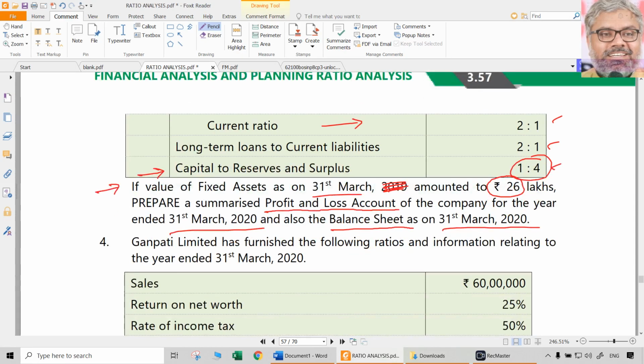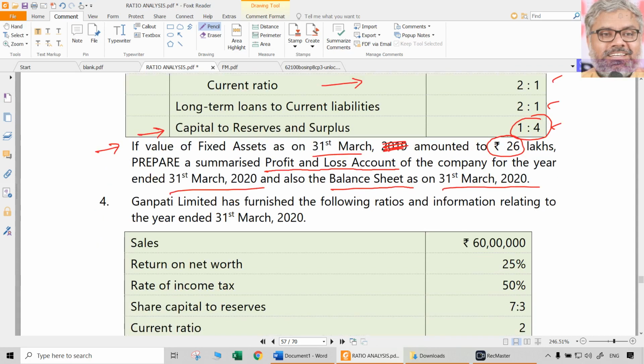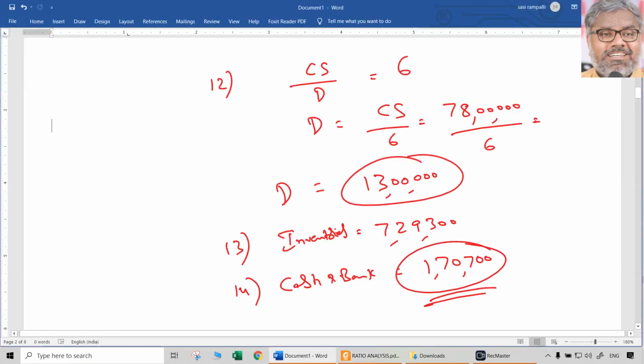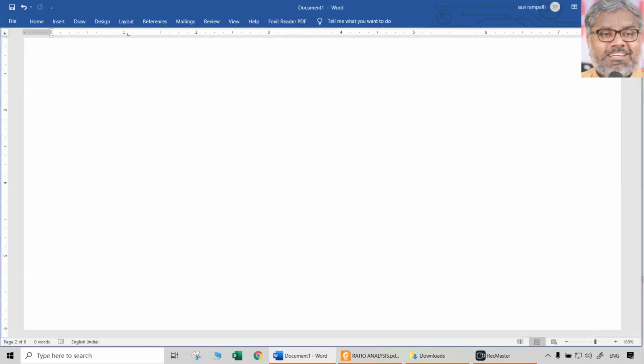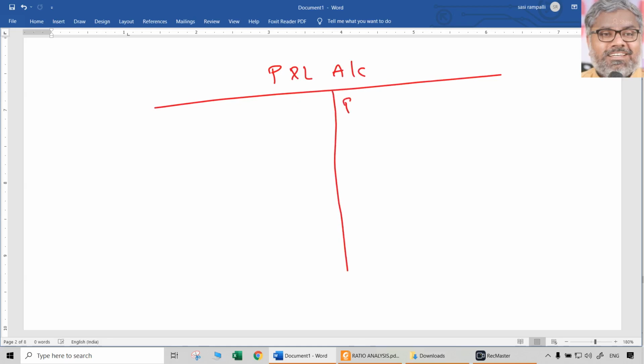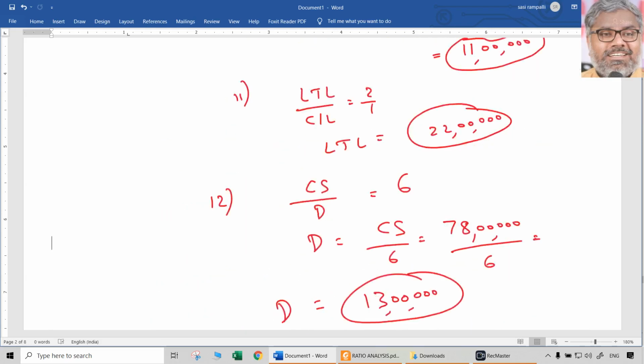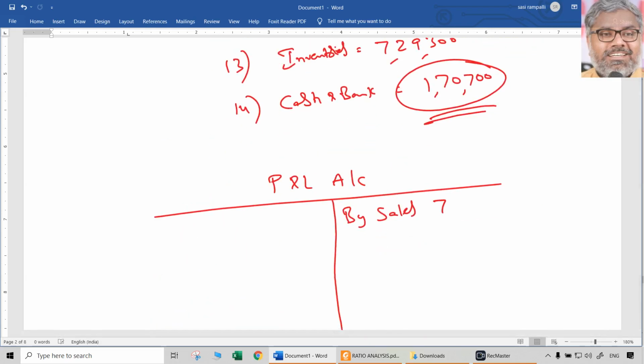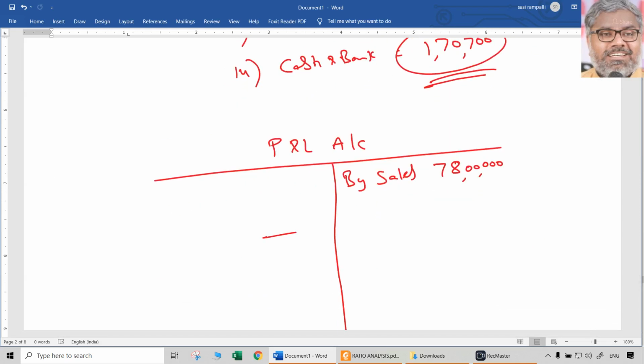But what is asked here finally is a summarized profit and loss account and a summarized balance sheet. We can prepare one by one since we have all the information except capital to reserves and surplus, that is not yet used, that we can use only after reaching the balance sheet level. But prior to that, let us prepare the summarized profit and loss account. First thing first, sales. How much was that? Sales was 78 lakhs.